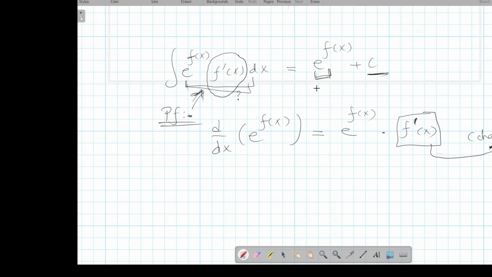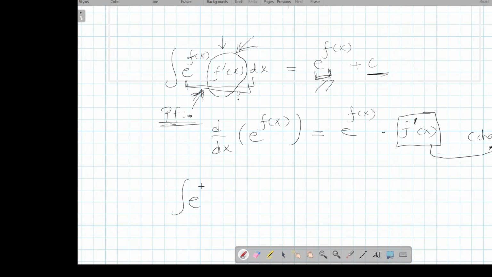So this should be available here, otherwise we are unable to integrate. If this is available, you can integrate: the integral of e to the power function is the same e to the power function. But the availability of the derivative inside the integral is necessary. That is compelled by the chain rule.